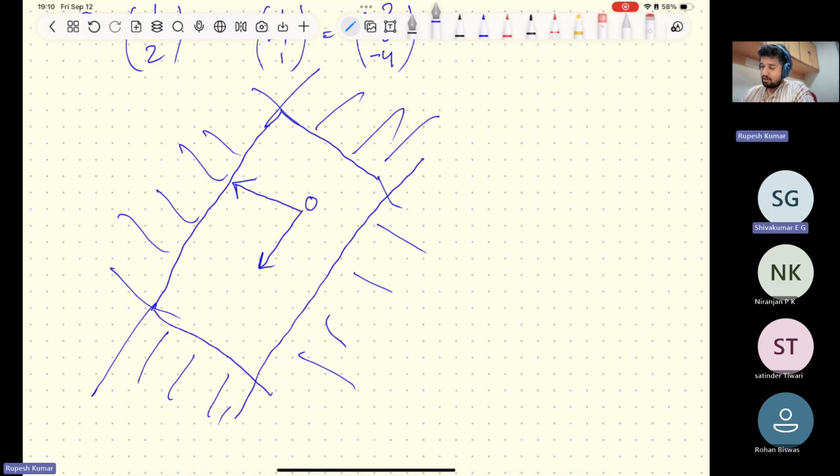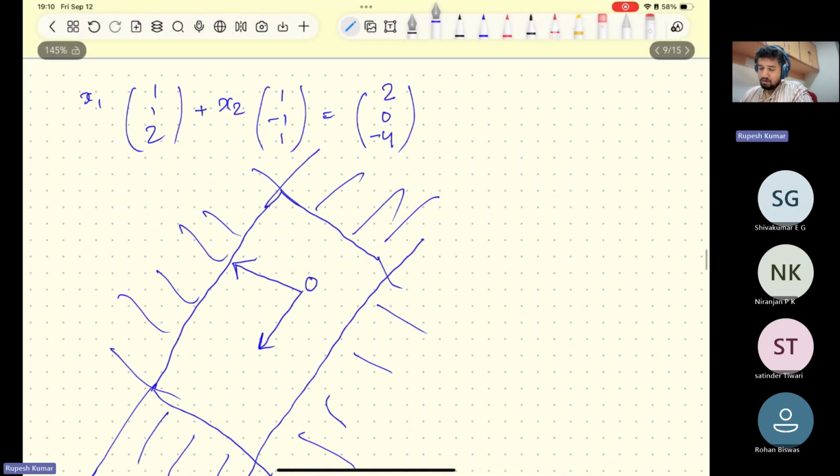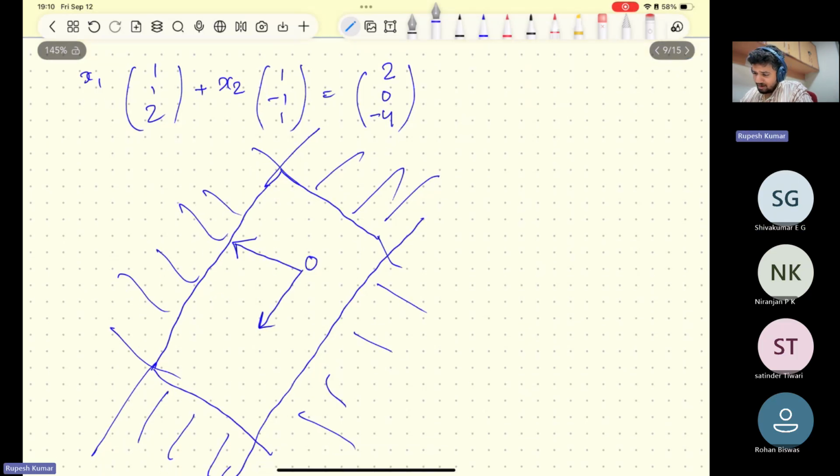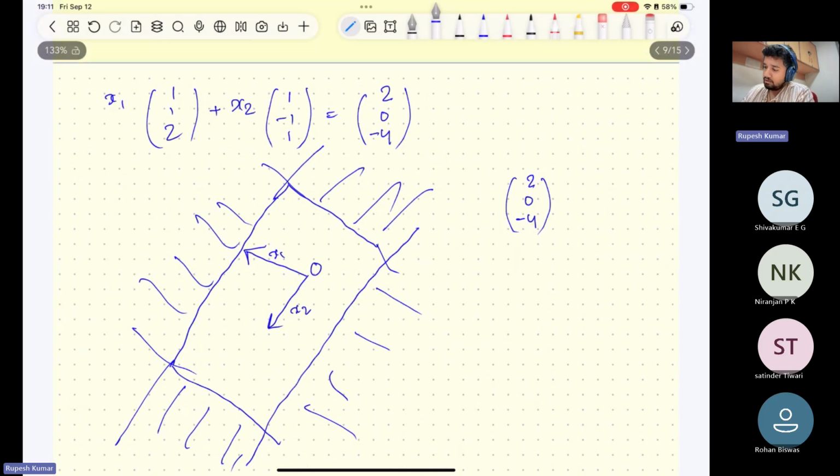And we have the origin here, and these two are the vectors, which are essentially the column vectors of the matrix. And the answer that we are looking for is 2, 0, minus 4. So can we take any linear combination of these two vectors? Can I do x1 into this vector plus x2 into this vector, so that we can reach 2, 0, minus 4? Now the problem starts here. We start thinking in the least square sense. Least squares. So now the least square thing comes in.